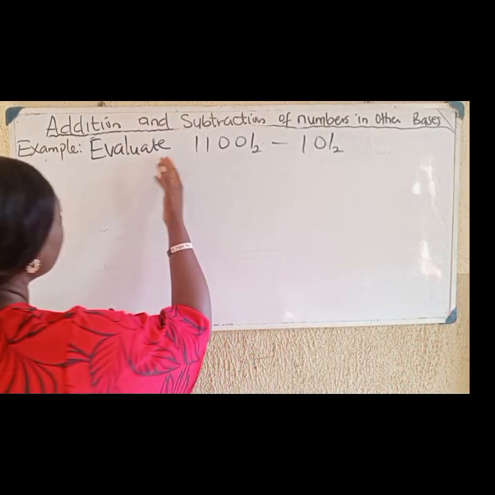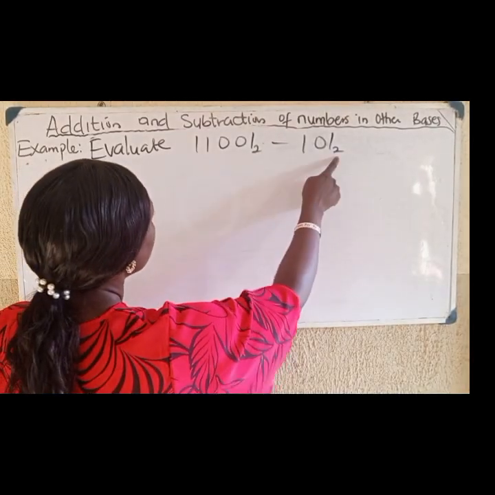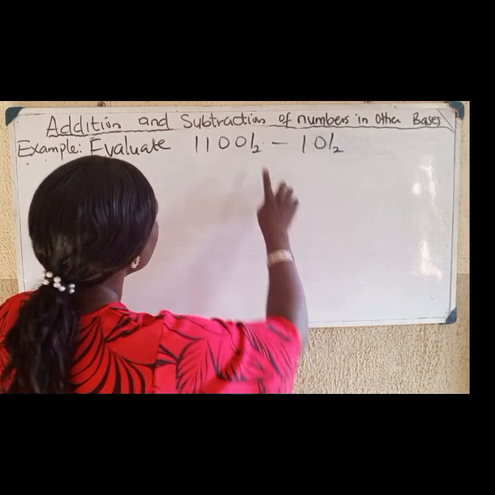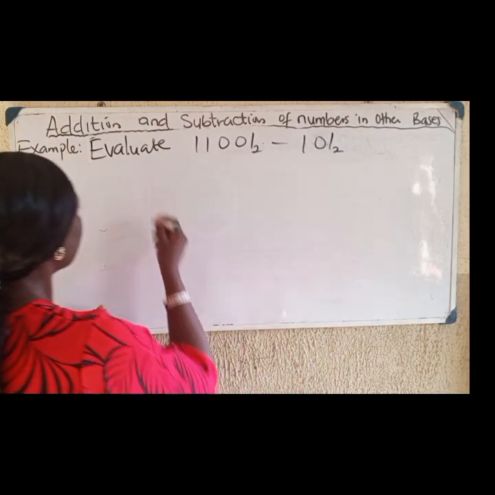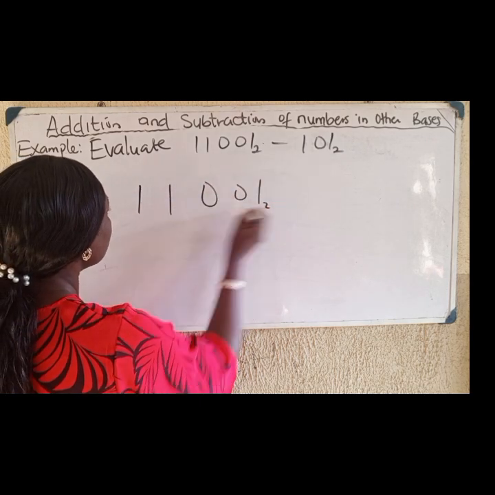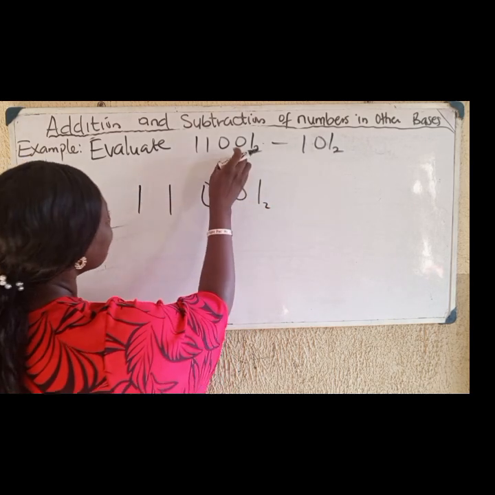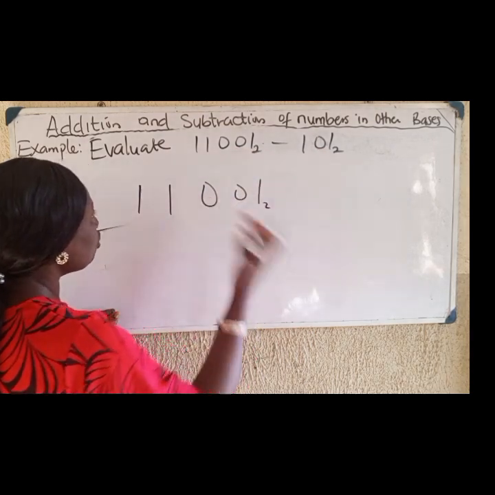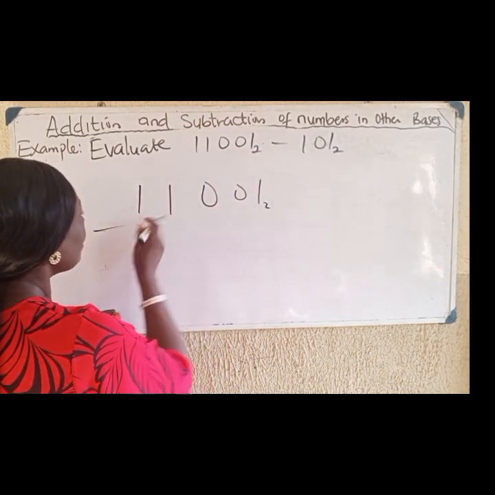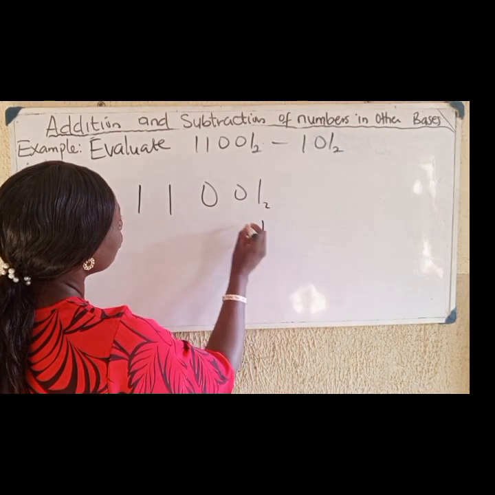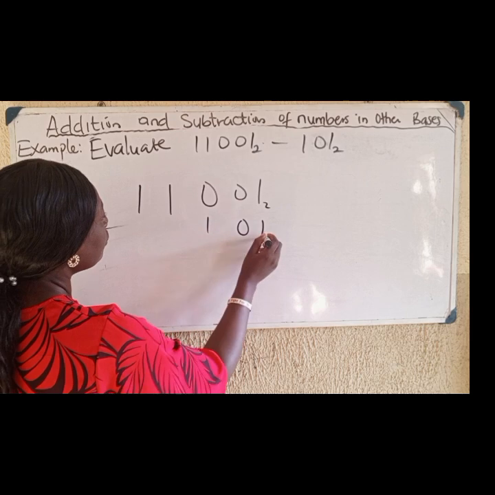So the question says evaluate this. So the first thing you will look at is if they are of the same base. So since they are of the same base, we now subtract. I have 1, 1, 0, 0, 1 in base 2 minus. After writing the first one, start from the back to write the second number, because some children make mistakes. After writing the first one, they will begin from this place, which is wrong. So I have 1, 0, 1 in base 2.